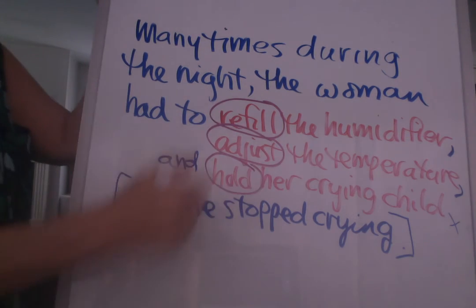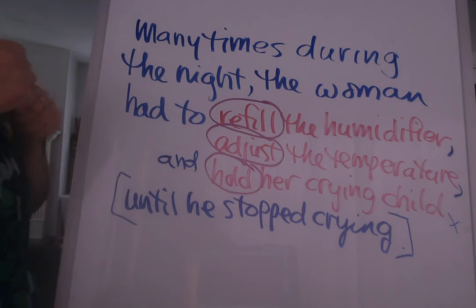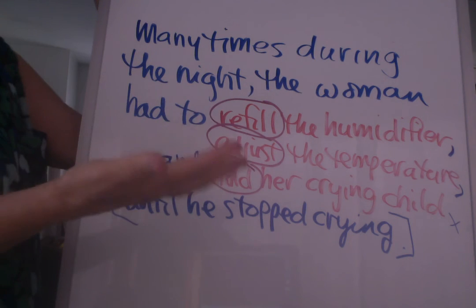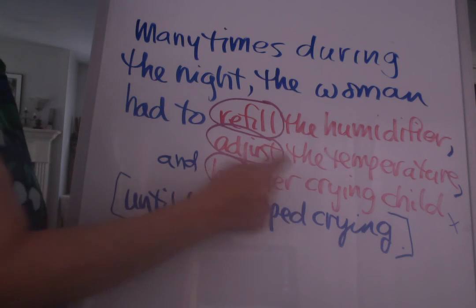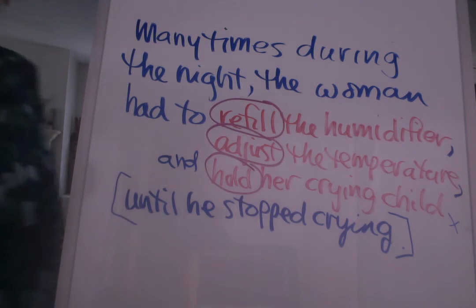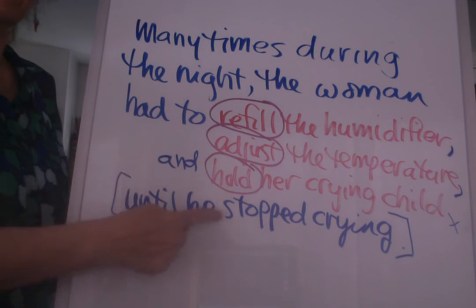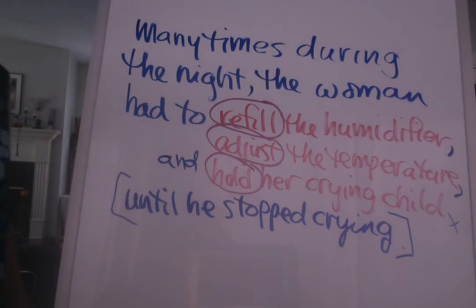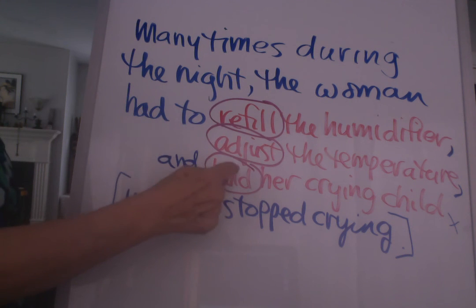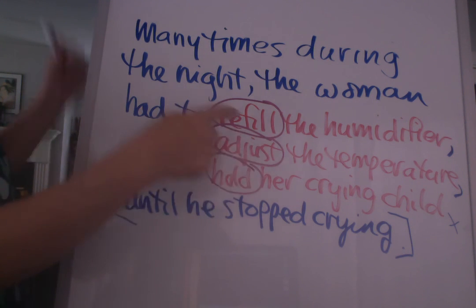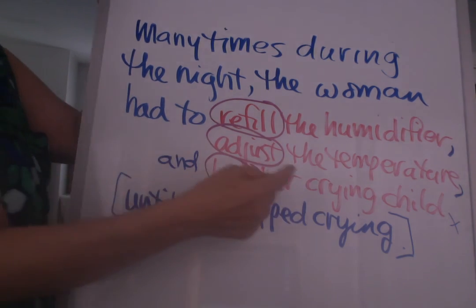Now, it's that verb at the beginning that has to be the same. Sometimes there can be differences in the rest of the phrases that are in the list. These are phrases: refill the humidifier, adjust the temperature, hold her crying child. They're phrases because, remember, a phrase is a group of words without a subject and a predicate. So we have 3 phrases in this bigger sentence that have to be parallel. So it's the verb at the front, at the beginning of the phrase, even though in this case, the rest of the phrases are approximately the same.